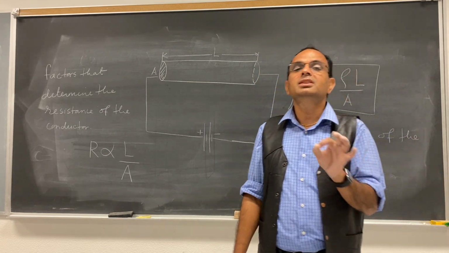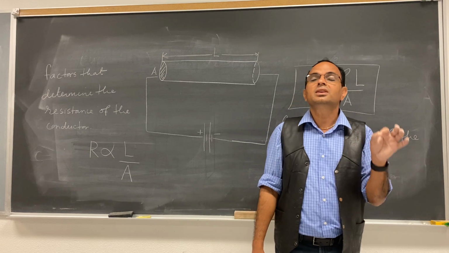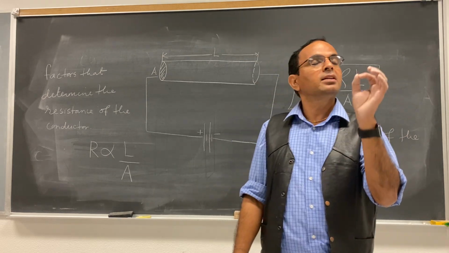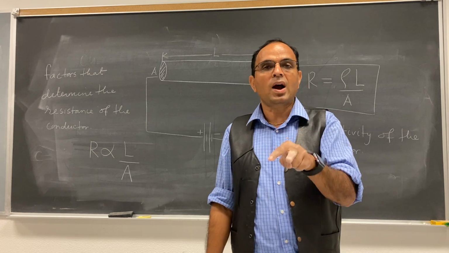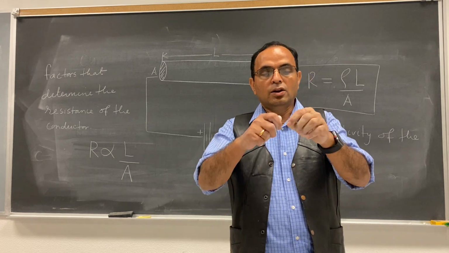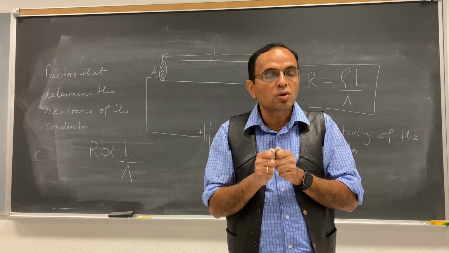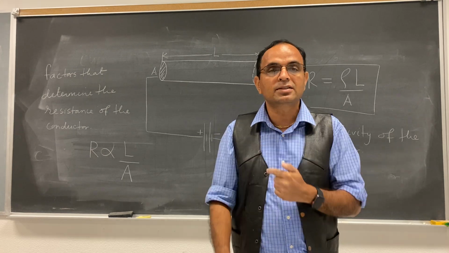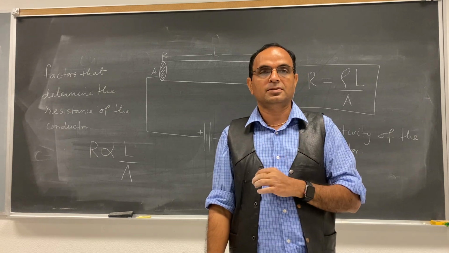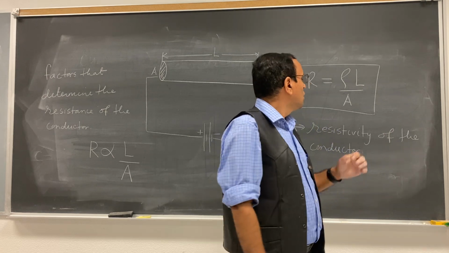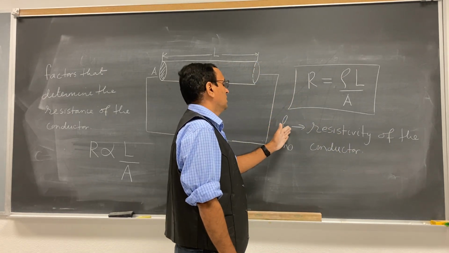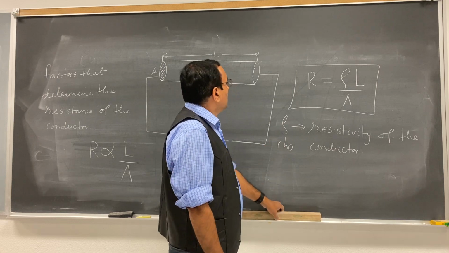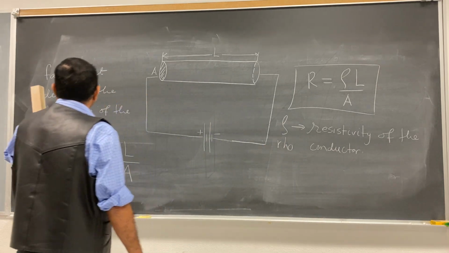So resistivity is the characteristic property of the material. Copper and iron wire have different resistivity. But if you have two wires made of the same material, one long copper wire and another short copper wire, both have the same resistivity but different resistance. So rho is the resistivity of the conductor.